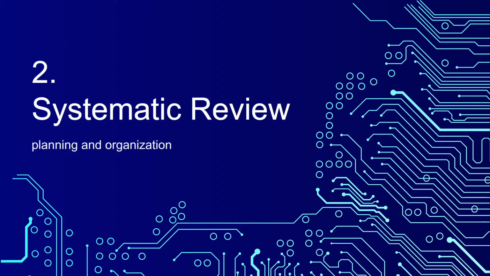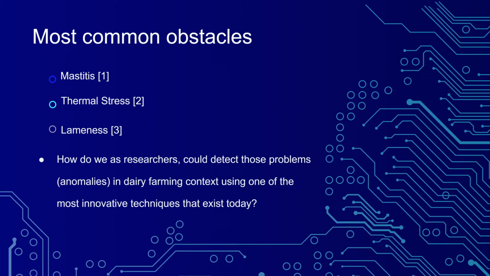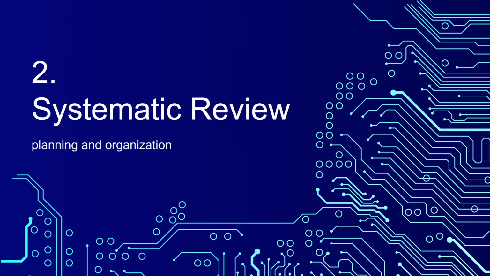So, we did a systematic review. We will show how we planned and organized it. This question we'll be answering throughout this analysis. In order to answer this, we need data. The systematic review will show us all the data that is important, and we made sure to exclude any other kind of studies that don't belong in this context.